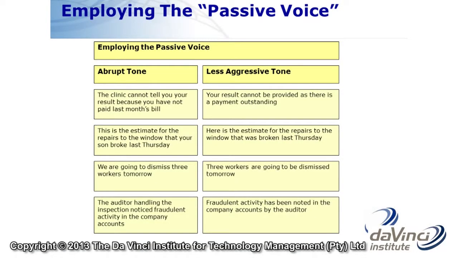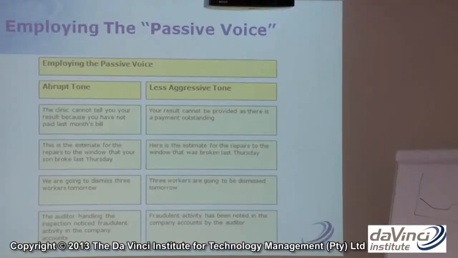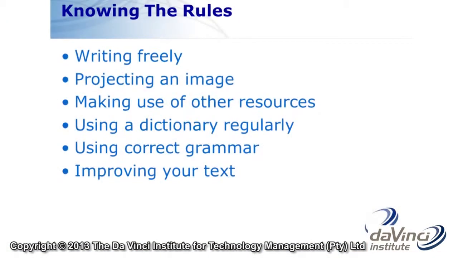The auditor handling the inspection noticed fraudulent activity in the company accounts. Fraudulent activity has been noted in the company accounts by the auditor. So you see that is the passive voice, so it's less abrupt, whereas this is active. But once again, it doesn't mean that's wrong and that's right. Both of them are right, just depending on the situation that you're in.